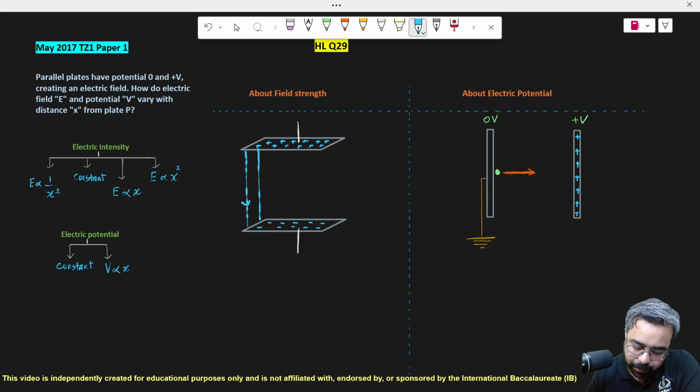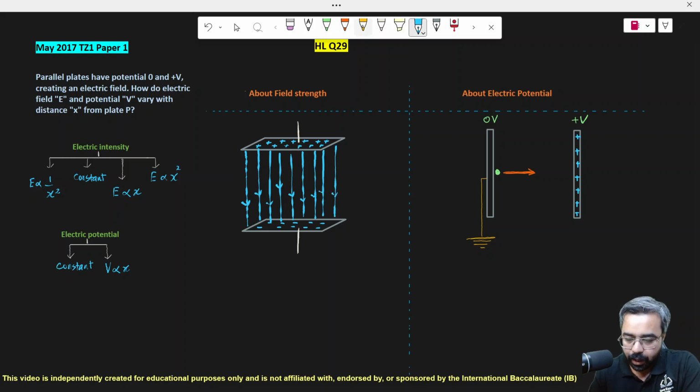And how do we represent this uniform field? We represent it with the help of these parallel lines. And why parallel lines? Because the field is constant irrespective of the position of a charge. Whatever point you take between the plates, either close to this plate or close to this plate, at both of these points the electric field is constant. Now, we will debate the reasons.